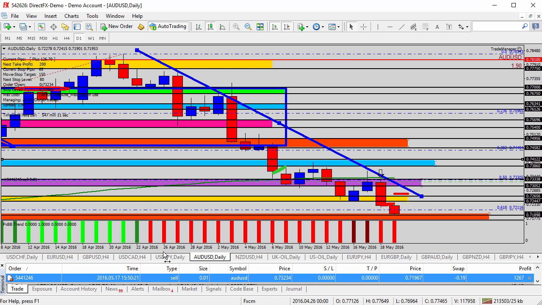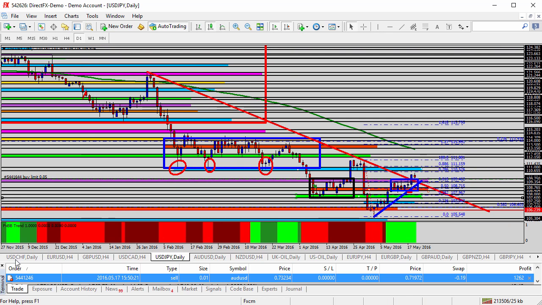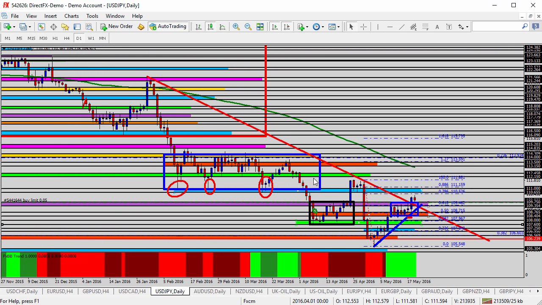Moving on over to the USDJPY, the US dollar versus the Japanese yen. Here on this currency pair, we have a very similar situation as we've had on several other currency pairs. We had a previous trend, which is the red trend line. It was a downtrend. But over the past couple of weeks, we've seen a little bit of a momentum shift.